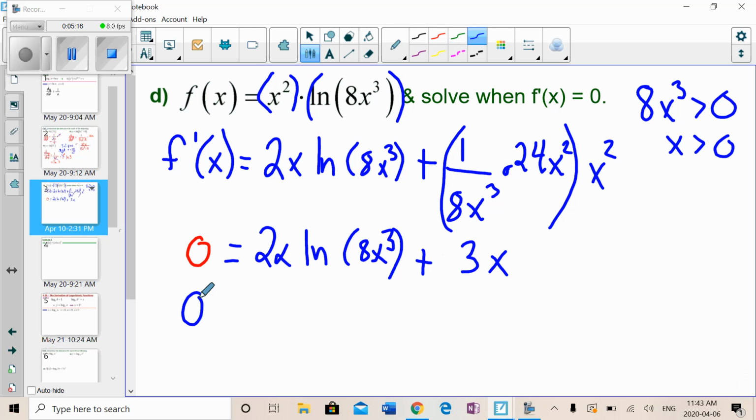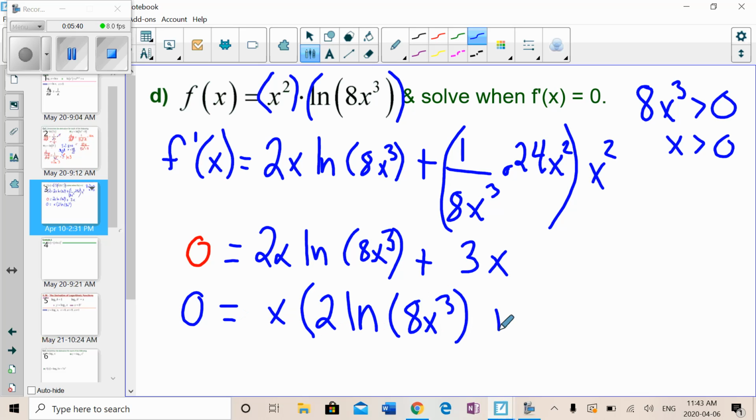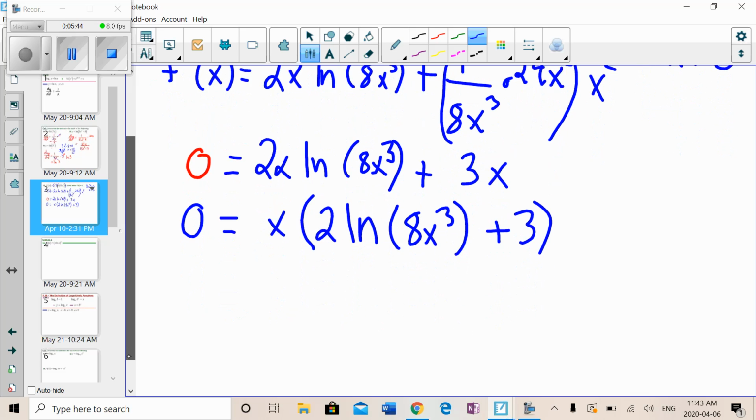So generally when you solve these, there are different things you could do. On the note I posted last week, I think they actually played around with this 8x cubed and made it a 2x all cubed, and then played around with some log rules or some ln rules. I'm actually just going to solve it by common factoring out an x, because I think that's what you would do anyways. So that's x times 2 ln 8x cubed plus 3. I think it's just a little bit easier this way. So I want to solve this for x.